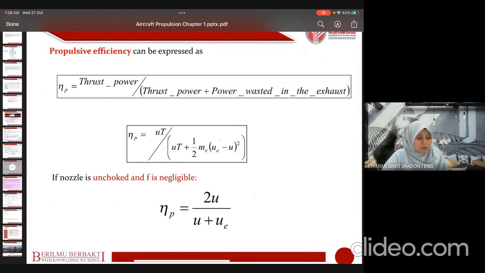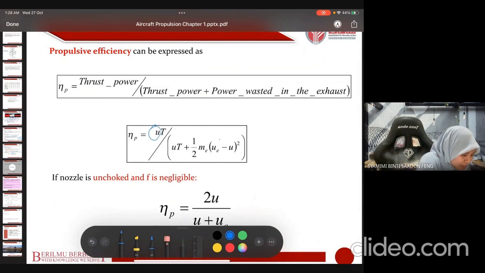Okay, U is the speed and T is thrust. This one is air speed. T is thrust. Okay, so this is at the exit. This is mass flow rate.